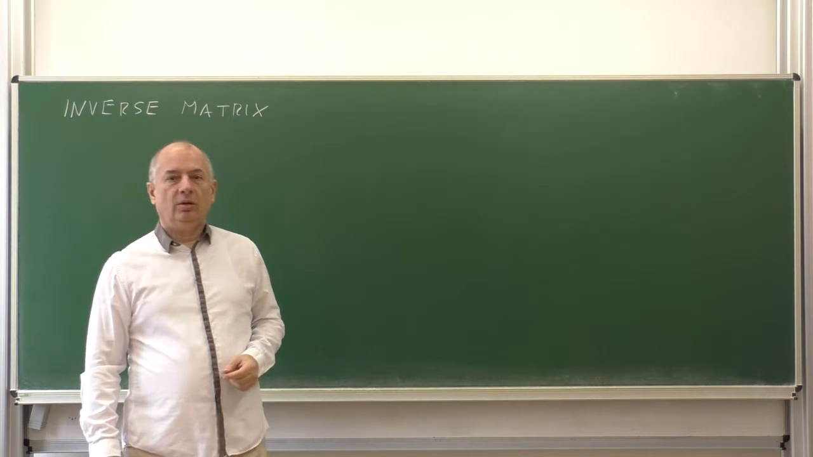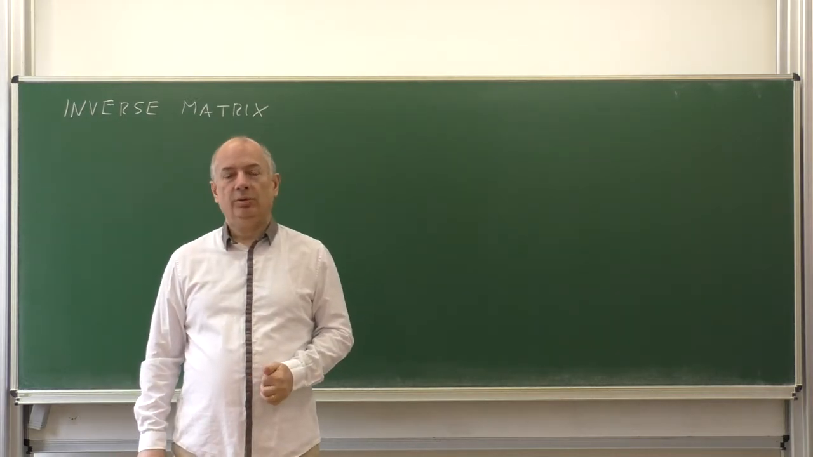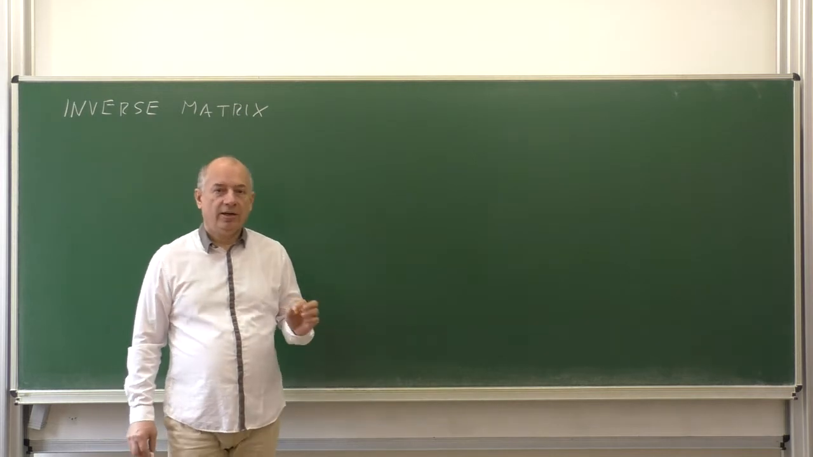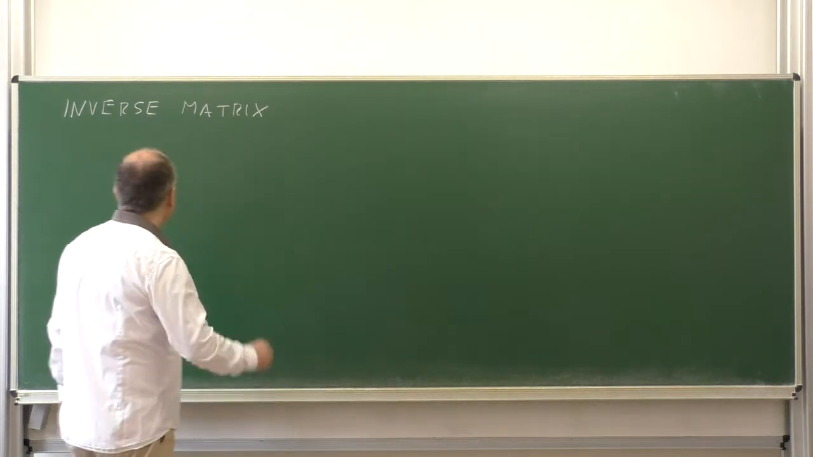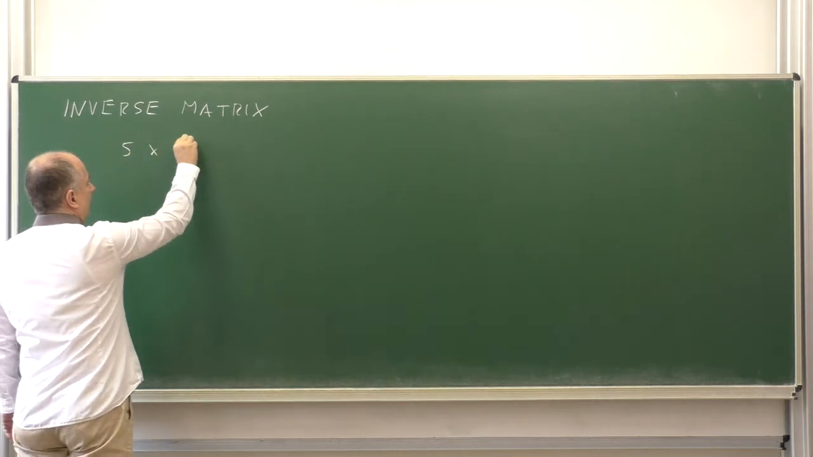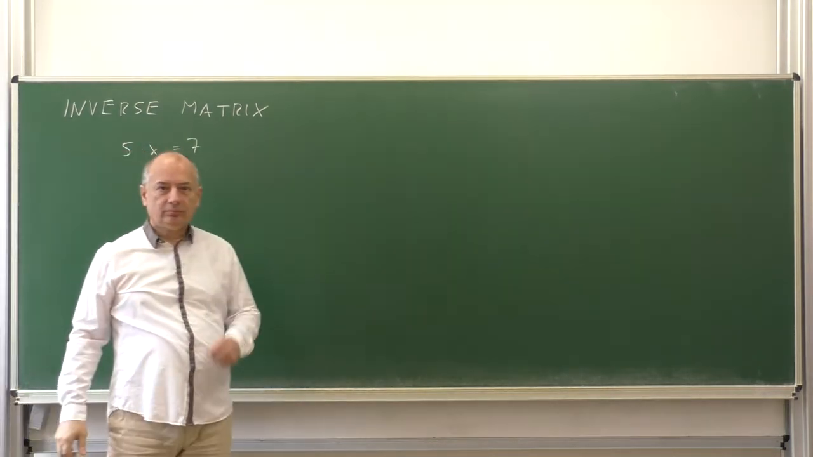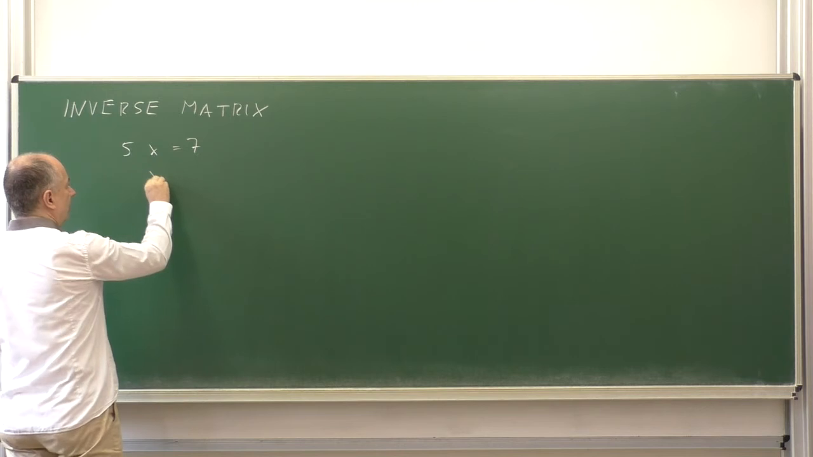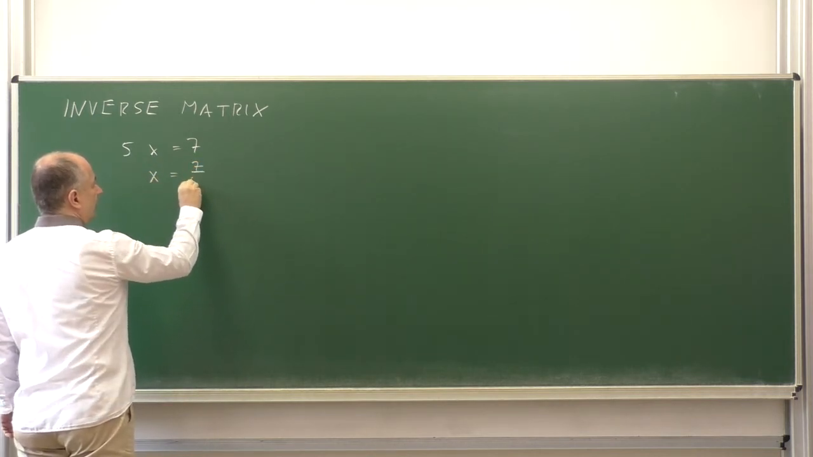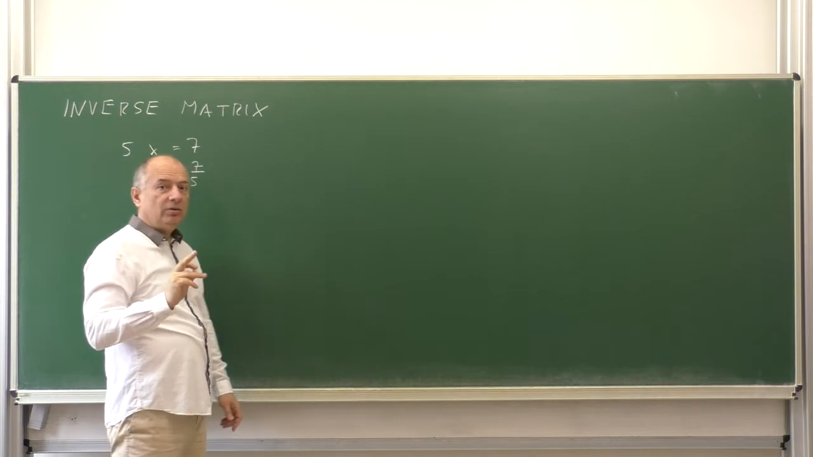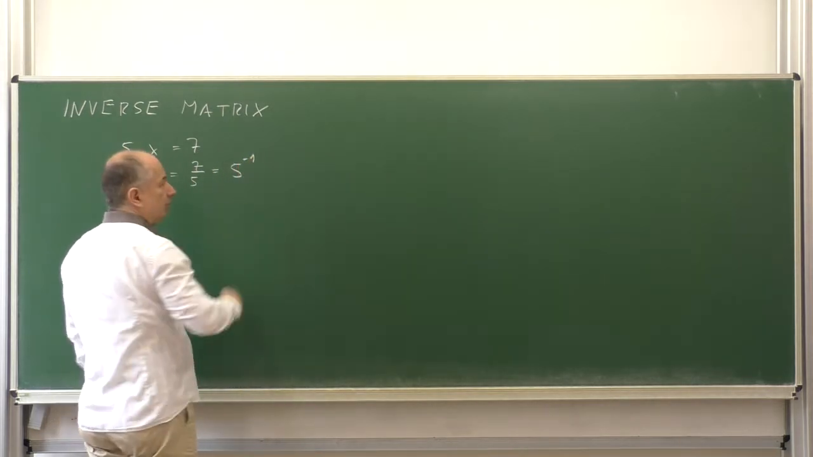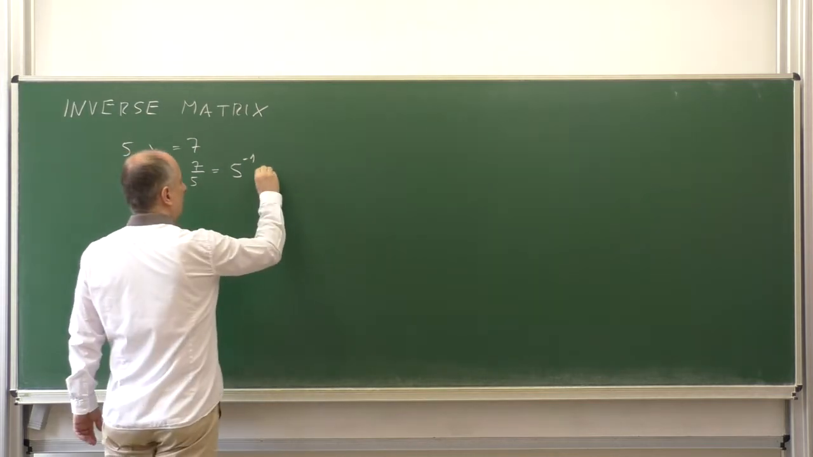In this chapter, we will discuss a very important object, namely matrix inverse. Let me start with a very decent introduction. Consider the algebraic equation 5x is equal to 7. It is easy to solve this when we divide by 5 and we arrive at x is 7 over 5. And I will write this result in the form 5 to the power of minus 1 times 7.